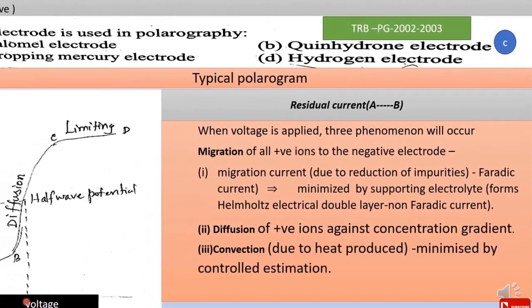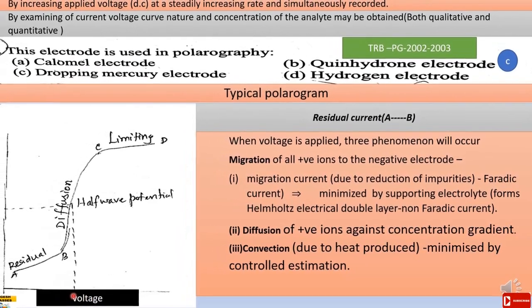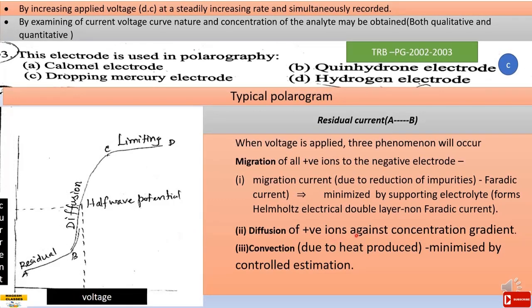Then the movement of the positive ions in the analyte. That is called diffusion of the positive ions against the concentration gradient. Here the point is very important. Because of the concentration gradient, the positive ions present in the analyte move from one place to another, towards the cathode. Okay. Then convection current. This is due to the heat produced because of the voltage applied, so it is minimized by controlled temperature.